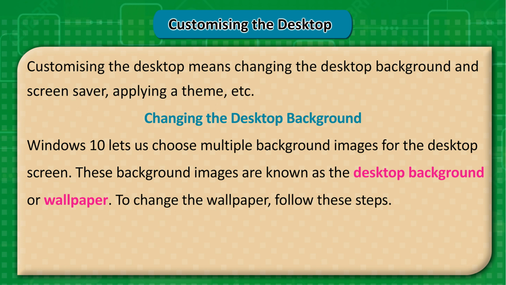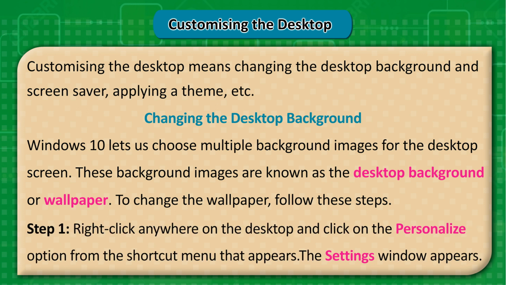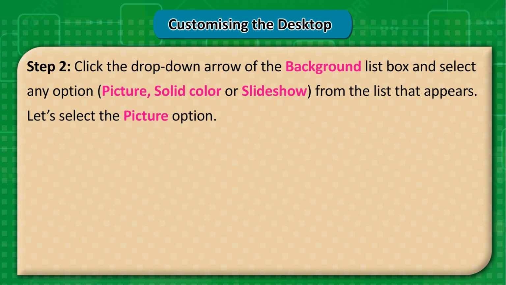To change the wallpaper, follow these steps. Step 1. Right-click anywhere on the desktop and click on the Personalize option from the shortcut menu that appears. The settings window appears. Step 2. Click the drop-down arrow of the background list box and select any option, picture, solid color or slideshow, from the list that appears. Let's select the picture option.